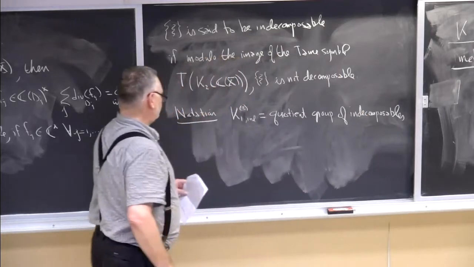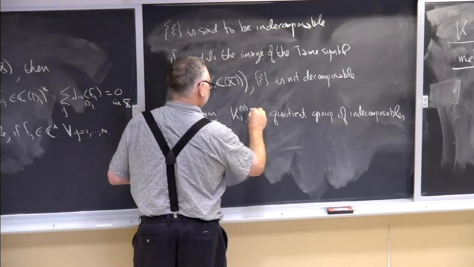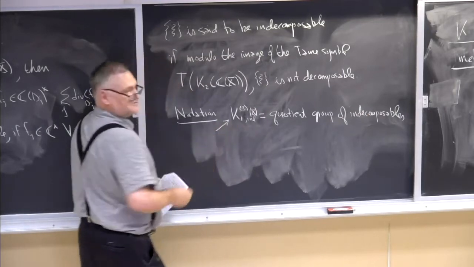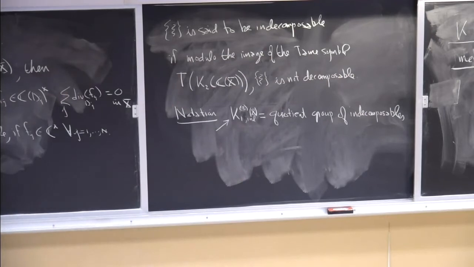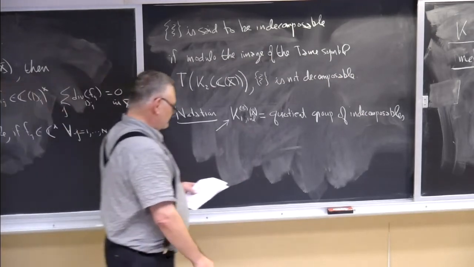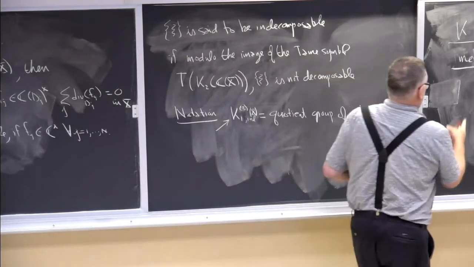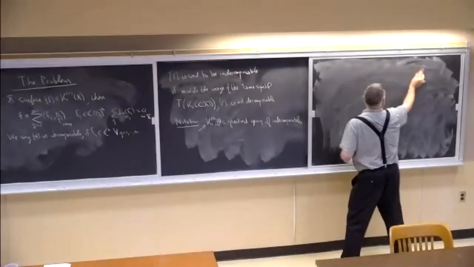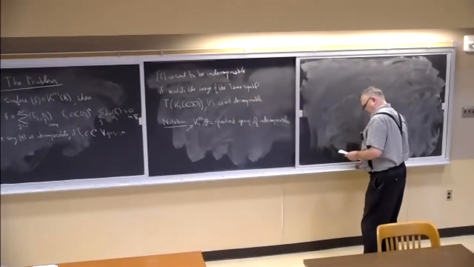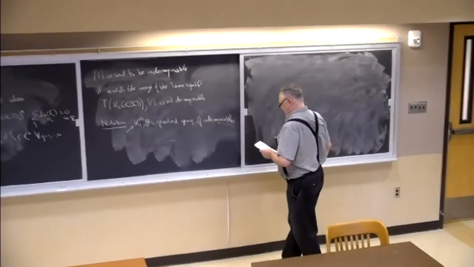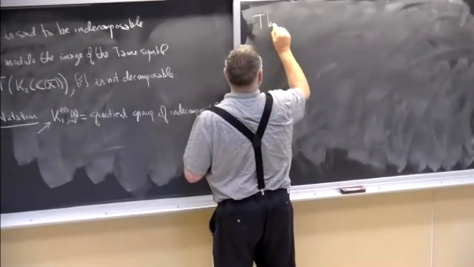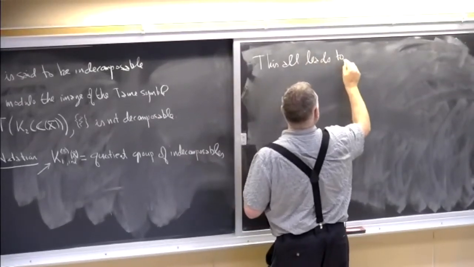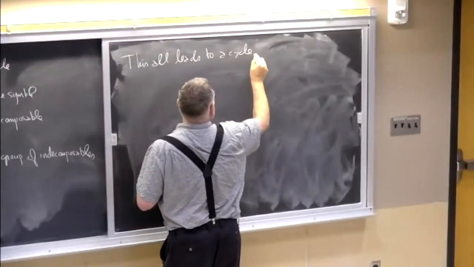Okay, so, and I'm going to put X here, I should do that. So this is the object I'm interested in looking at, this object here, and I want to detect it. So now, okay. This all leads to a cycle class map.